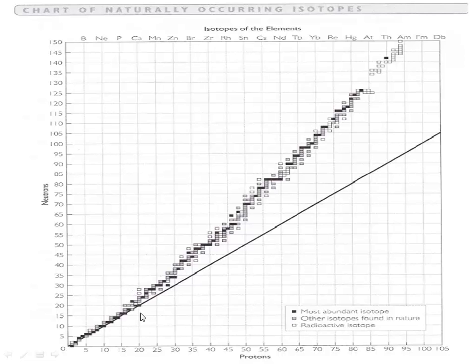The most abundant one is the one that's shaded in dark. The other ones that are found are shaded in light. And the radioactive isotopes, which aren't stable, are listed as clear. Those ones aren't stable for a long time. They're going to break up. They're not stable nuclei. They're going to explode. We'll talk about radioactivity next.